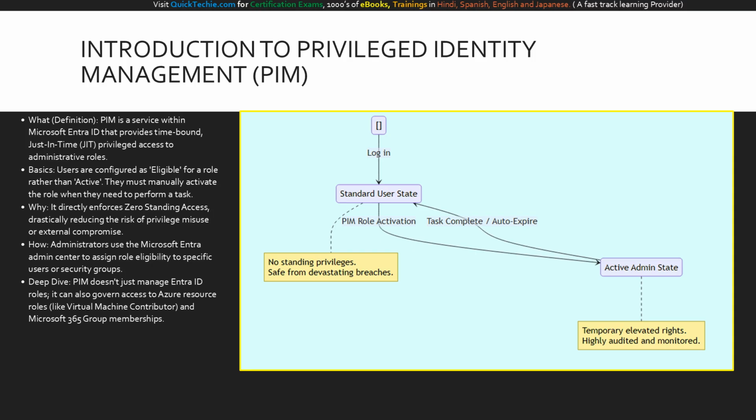The user begins in the standard user state. In this state, they have no standing privileges. As the note indicates, if they are phished right now, the system remains safe. When they need to perform an administrative action, they transition via PIM role activation into the active admin state. Here, they hold temporary, elevated rights that are heavily monitored. Once their work is done, or the time limit expires, the system automatically forces a state transition back to the secure, standard user state. This constant fluctuation ensures maximum security.